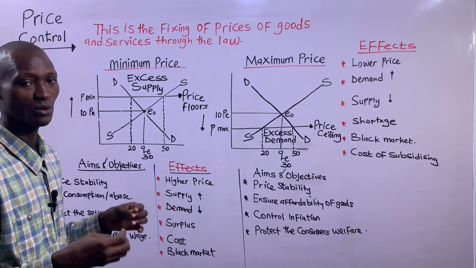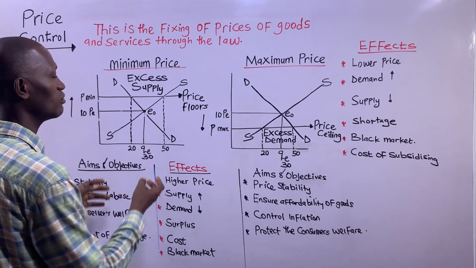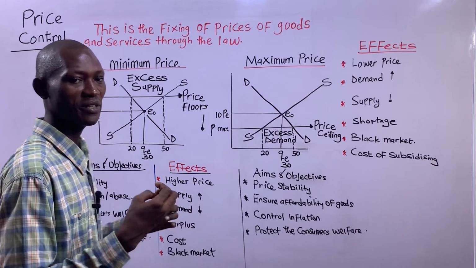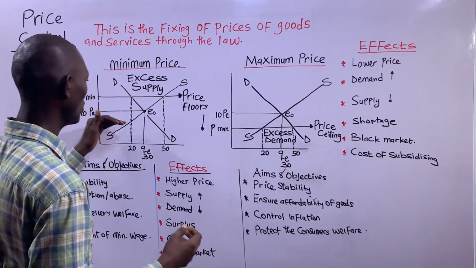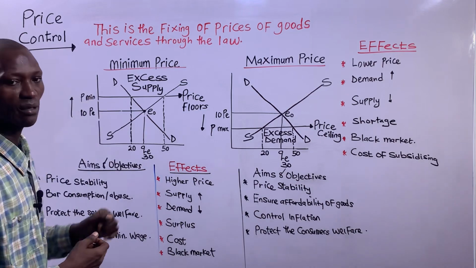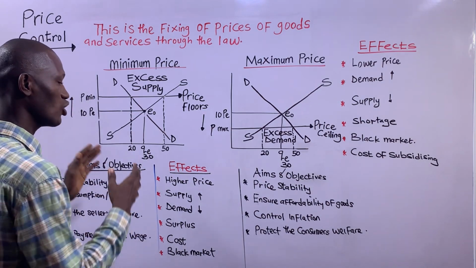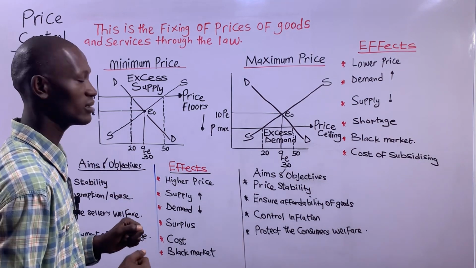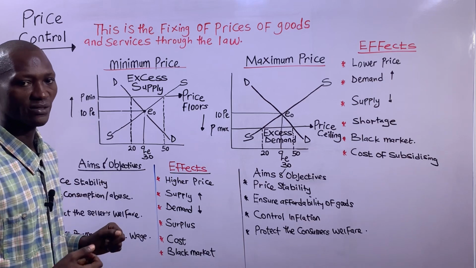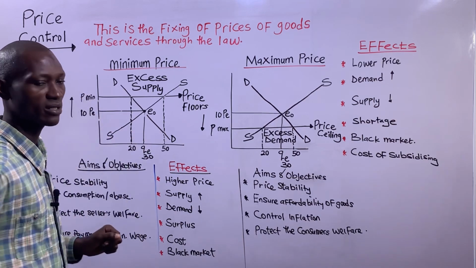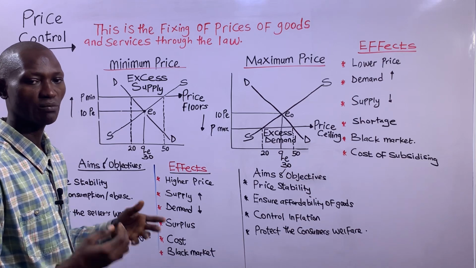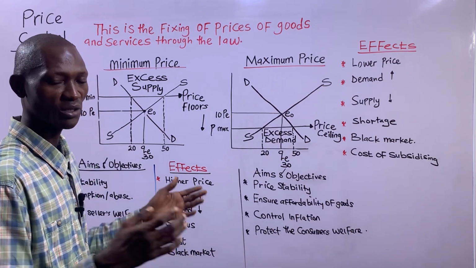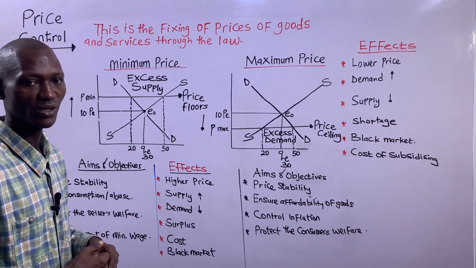They are not going to be real fans of minimum price legislation because their consumer surplus has been eroded due to the higher price, which is fixed above the equilibrium. So consumers are not really big fans of minimum price legislation because the price is very high, and as a result, their consumer surplus will be eroded. That means it will be taken away completely by the producers.